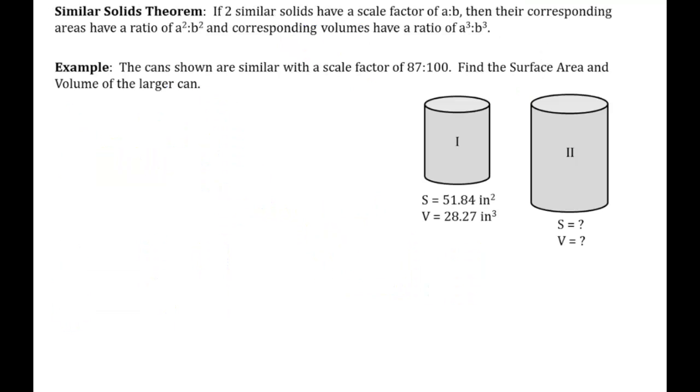Okay, so here's the theorem that we've got. The similar solids theorem says that if two similar solids have a scale factor of A to B, then the ratio of their corresponding areas is going to be A squared over B squared, because remember we talked about area being a squared unit. So the ratio of the areas would be your scale factor squared. And then the corresponding volumes will have a ratio of A cubed to B cubed, because volume is a cubed unit.